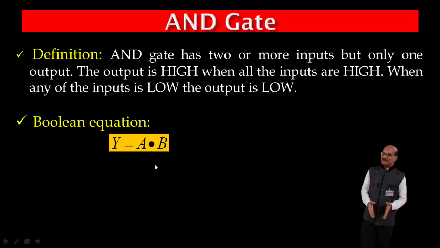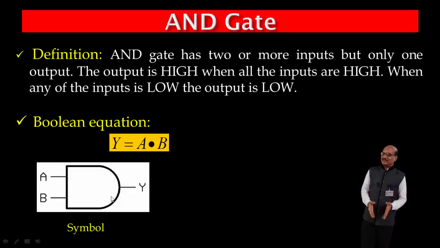Now let us see what the Boolean equation is. The Boolean equation is y is equal to a dot b. But this should be read as y is equal to a and b. A and b are the inputs and y is the output. So the output is related to the inputs by this dot symbol. This dot symbol represents the AND operation. So you should read it as y is equal to a and b.